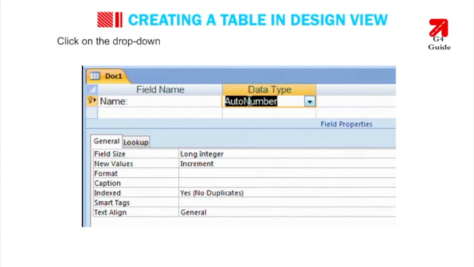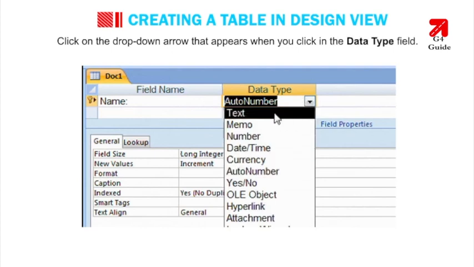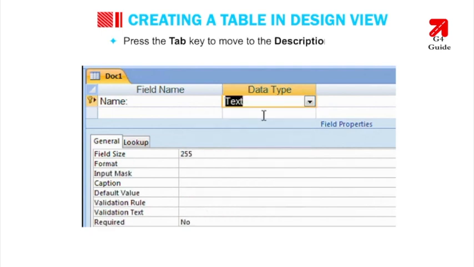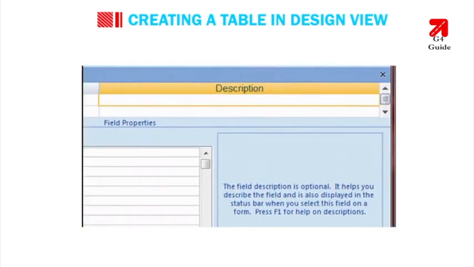Click on the drop-down arrow that appears when you click in the Data Type field. Select the desired data type from the displayed list. Press the Tab key to move to the Description column. In this column, you can give any comment related to the field.